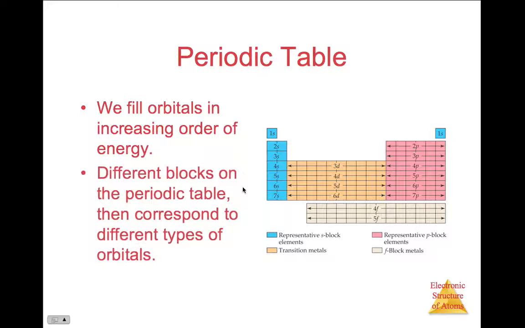Different blocks on the periodic table then correspond to different types of orbitals. Notice here's the s's, here's the d's, here's the p's, and here's the f's. The blue ones right here are called the representative s block. The pink ones are called the representative p block. Together, the pink and the blue make up what are called the representative elements on the periodic table. We'll talk more about that in Chapter 7. This area right here in kind of a peachish color are called the transition metals, and then down below here are the rare earth elements, or the f block metals.